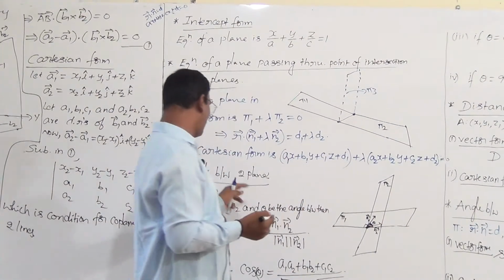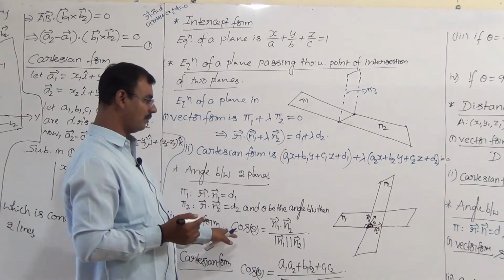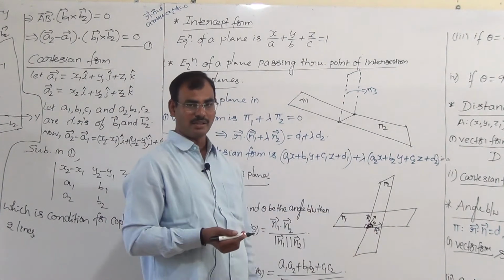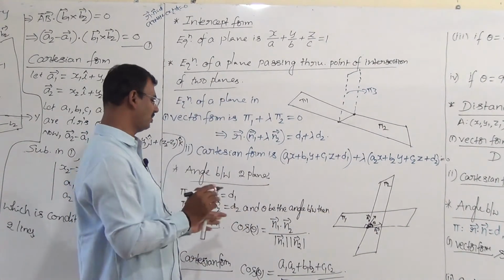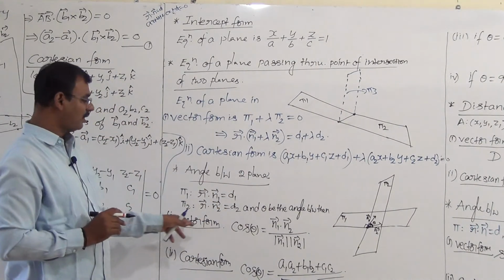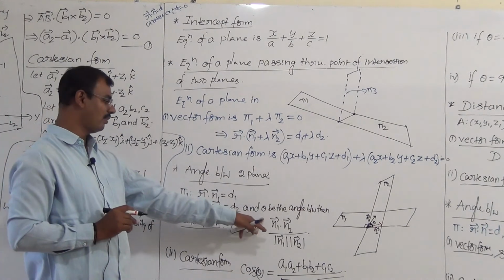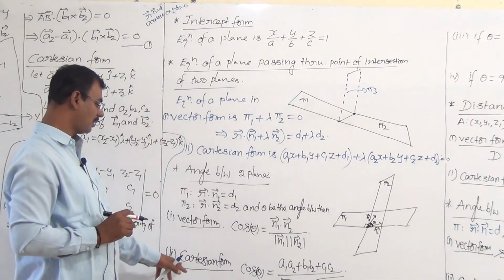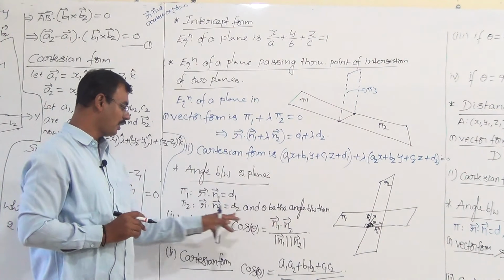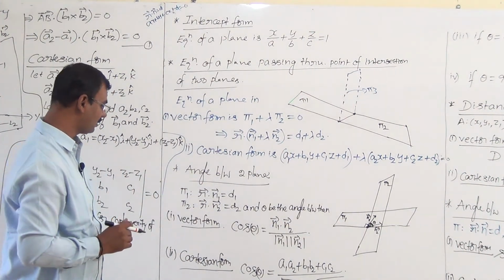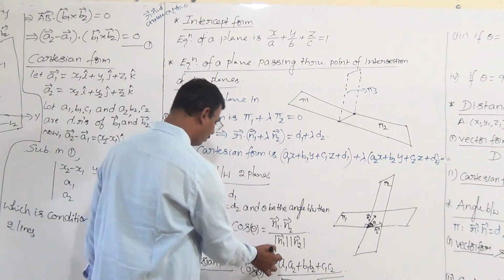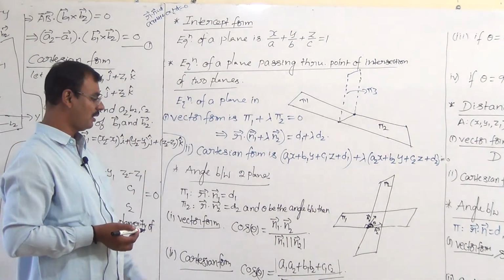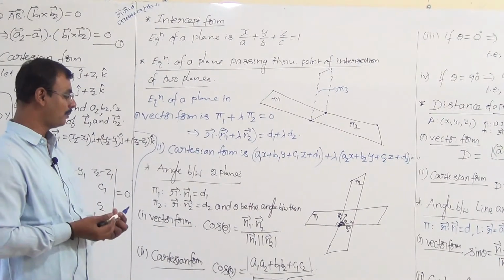Remember. Next, the angle between two planes. The angle between two planes means the angle between their normal vectors. Definitions are not needed, I'm just explaining to you. In vector form, cos θ = n̄1·n̄2 / (|n̄1||n̄2|). In Cartesian form, cos θ = (a1a2 + b1b2 + c1c2) divided by √(a1² + b1² + c1²) into √(a2² + b2² + c2²), if you take the acute angle, meaning the magnitude.